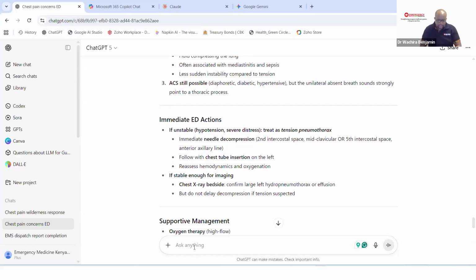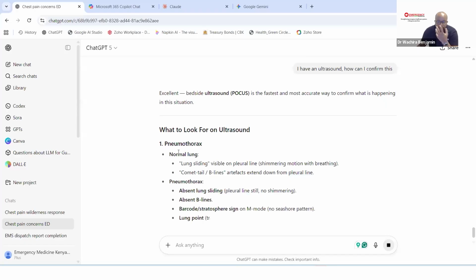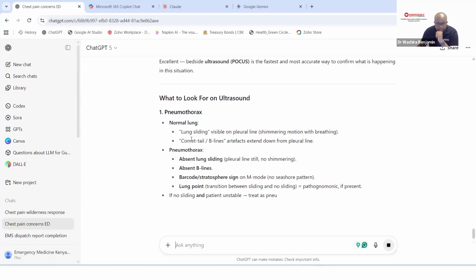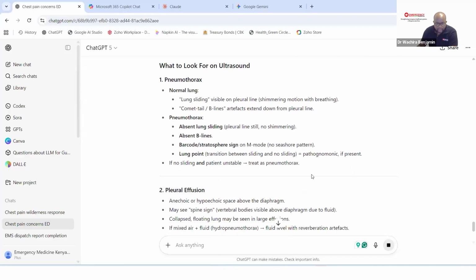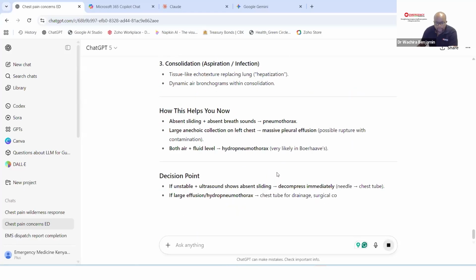Have an ultrasound. So in this case, let me say I have an ultrasound. How can I confirm this? Excellent. All right. Good. Of course, you must know how to use the ultrasound, but if it's normal lung, I can see B-lines and lung sliding. If it's a pneumothorax, absent lung sliding. Treat as a pneumothorax. Pleural effusion, I can see anechoic areas. So it tells me exactly what to look out for, and here are my decision points.